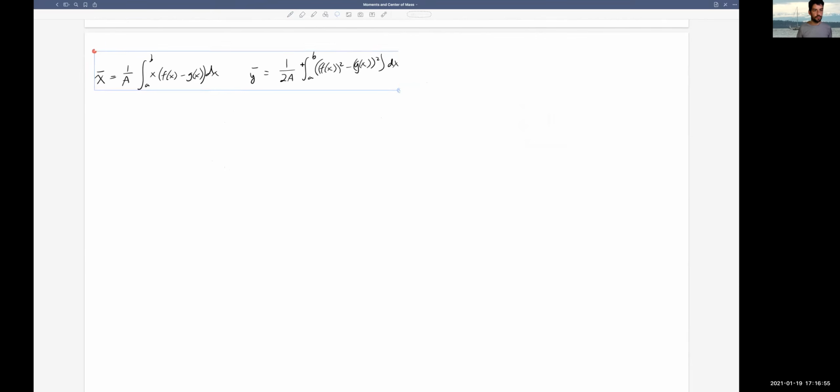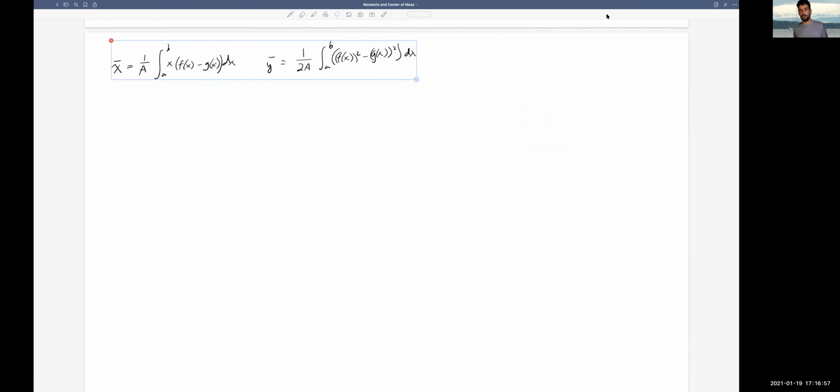Okay, so here's our formulas. Let's apply them to the following problem. We want to find the centroid for the region bounded by, let's see, y equals x and y equals x squared.